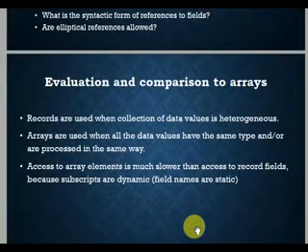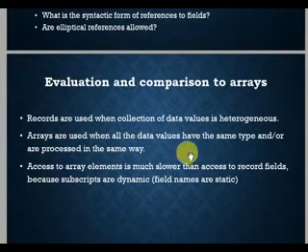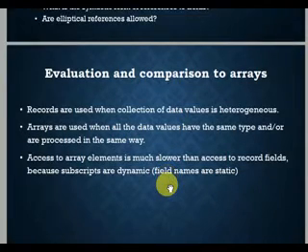Then the evaluation, the comparison of the two, will be this. A record is used when the collection of data values is heterogeneous, but an array is homogeneous. Arrays are used when all the data values have the same type and are processed in the same way, isn't it? So this is a homogeneous way. Accessing array elements is much slower than accessing record fields because subscripts are dynamic. If it is dynamic, it will be slower because there is a time overhead. Field names are static in a record.